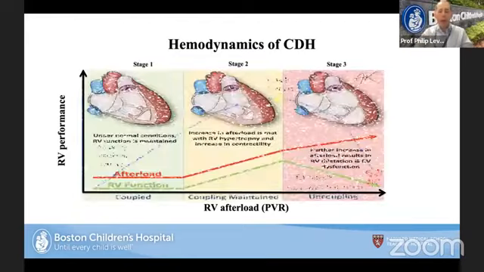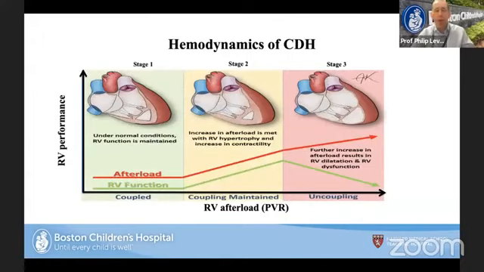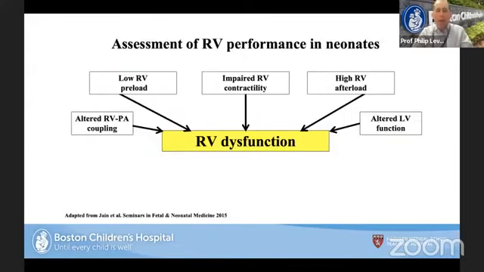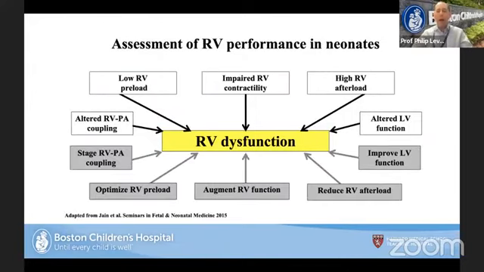And you need to start to think of the management of all of these children in 3 phases. How is my function meeting my afterload? And it's not necessarily a good thing if my function is hyperdynamic, because if the afterload continues to rise, as is shown in stage 3, ultimately the RV will dilate, hypertrophy, can't match the demand, will uncouple, and will fail. So this is a very nice summary slide of how I approach the management of cardiovascular dysfunction, thinking about preload, contractility, and afterload.